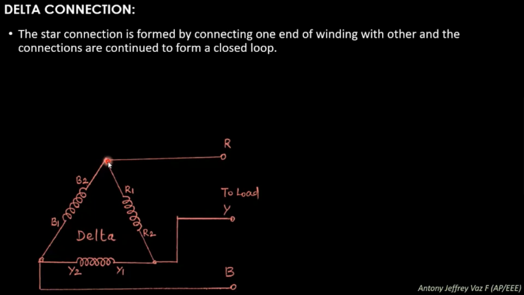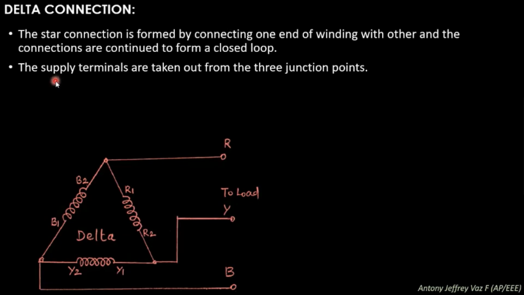At the end of these closed paths, you get RYB, which is connected to the load. So this connection is known as delta connection. The supply terminals are taken out from the three junction points. This is the junction point, this is another one and this is another one. So three terminals are taken out from the three junction points. There is no common point or neutral.